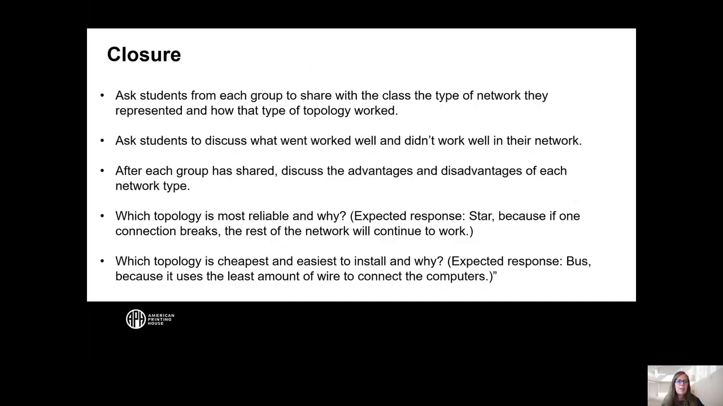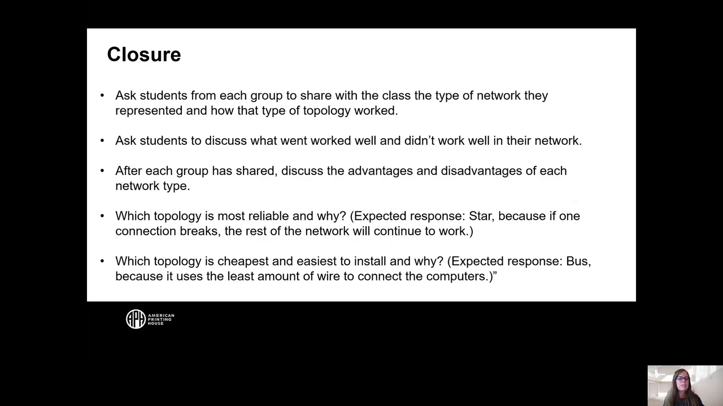So at the end of the day, the students can then each do these different kinds of networks, and then they can share with their classmates what type of network they represented, what type of topology, how did it work? Did it work well? What were the downfalls? And then once the group has shared, they can discuss the disadvantages and advantages. And then as a class, they can decide what is most reliable. And actually it's the star because if one connection breaks, the rest of the network will continue to work.